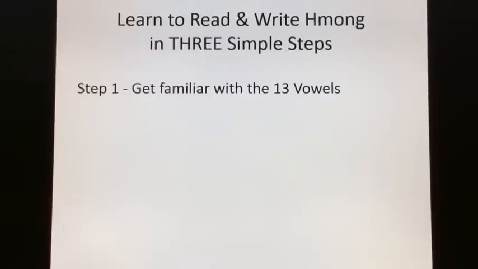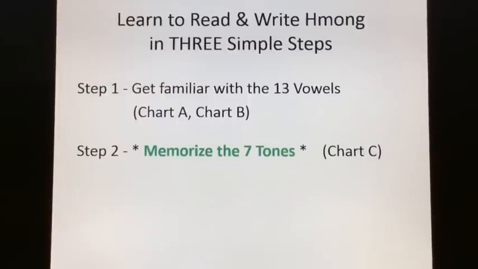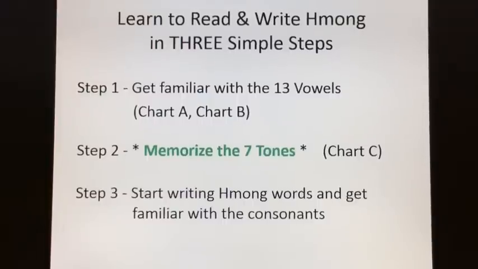Step 1, get familiar with the 13 vowels. Some references will say that we have 14 vowels, but that's for green Hmong, and white Hmong only has 13. And you will see that in chart A and chart B, which I'll show you later. Step 2, which is the most fun and challenging step, memorize the 7 tones. There are 7 tones in the white Hmong and 8 in the green Hmong, and that will be in chart C. And once you memorize the tones, you must practice it with every one of the 13 vowels. Once you get this step down, reading and writing Hmong will be a breeze.